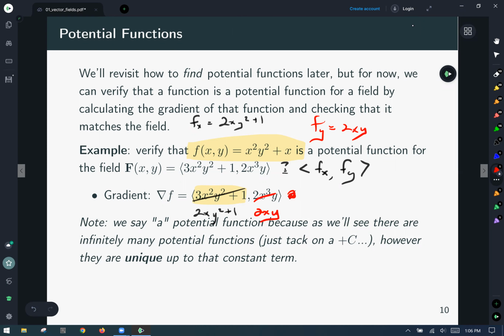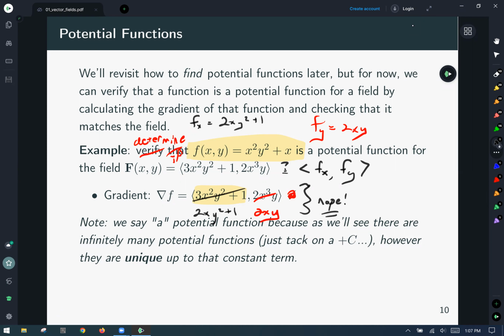So all is not lost. All we learned here is, let's change the word verify to determine. Determine if f is a potential function for this field. We checked it, and we didn't reach the same conclusion as what was originally in the book, but rather we made some useful information. We said, nope, it does not meet the criteria to be a potential function for the given field because its gradient vector does not match the field.